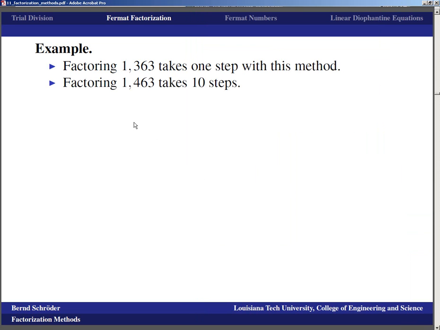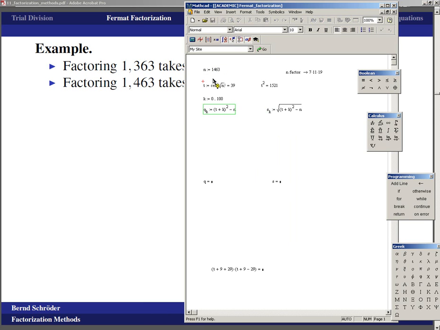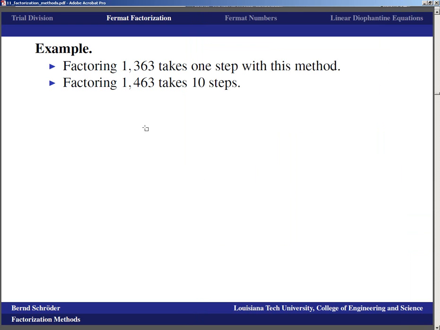Okay, so that's great. If I want to factor 1463, well, I just change everything to 1463, and you can see that in 9 steps, or 10 steps if we count the zeroth one here, we end up with a perfect square. And so that is still, I mean, 10 steps is nothing. That's very quick, and the factorization is 7 times 11 times 19. Well, yeah, okay, so direct checking still would have worked pretty well.